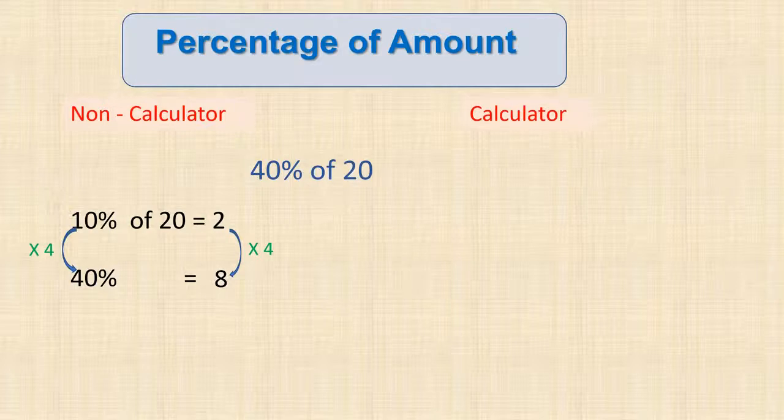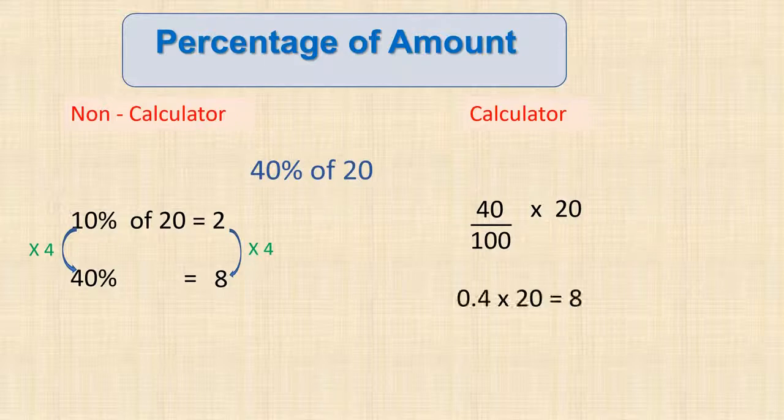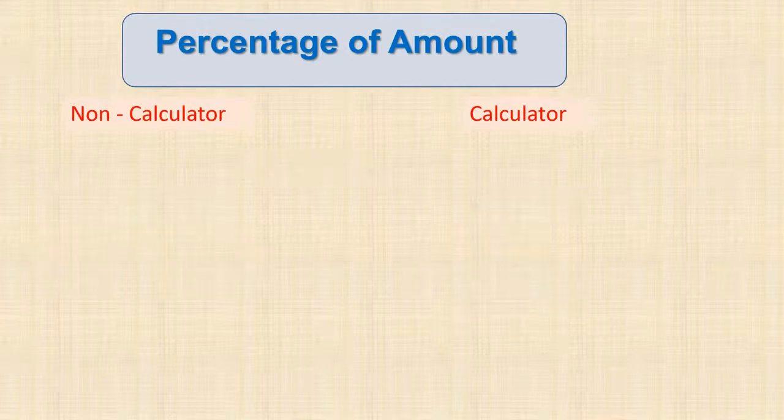Using a calculator, we're going to change 40% into a multiplier. That means changing 40% to 40 over 100, and then we multiply it by 20 because "of" means times. 40 over 100 is 0.4. Multiplying that with 20, you get 8.